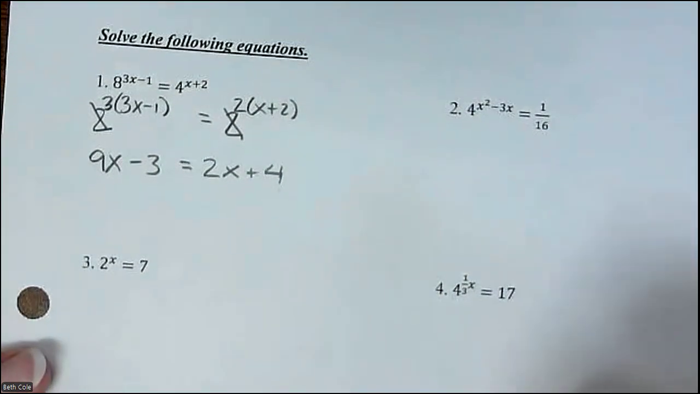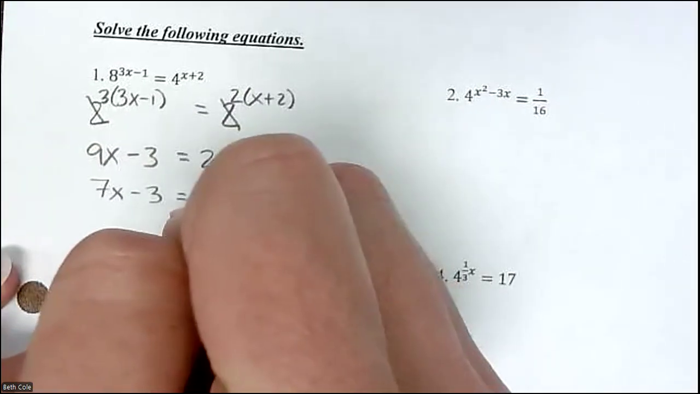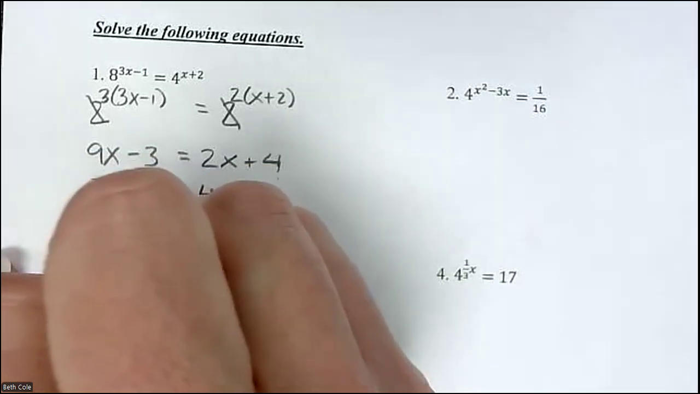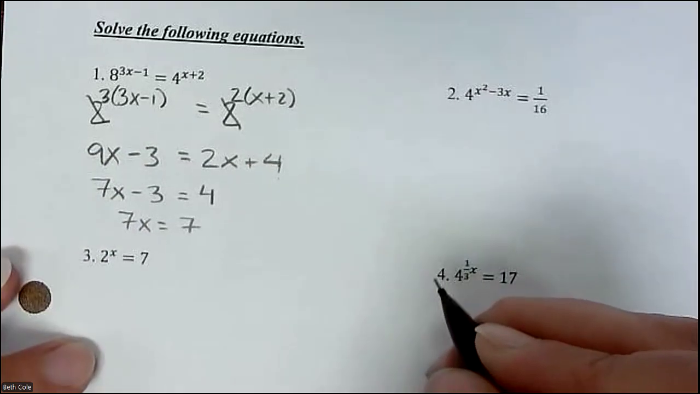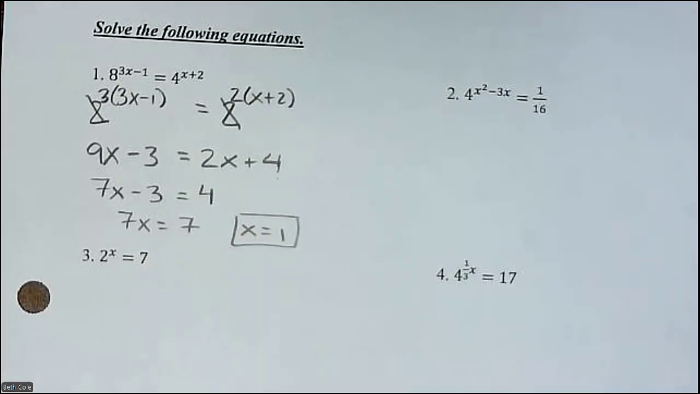So then what? Yeah, minus your 2x. Add 3. Divide by 7. I got x equals 1. So we didn't even need a calculator for that one. So let's try that again.